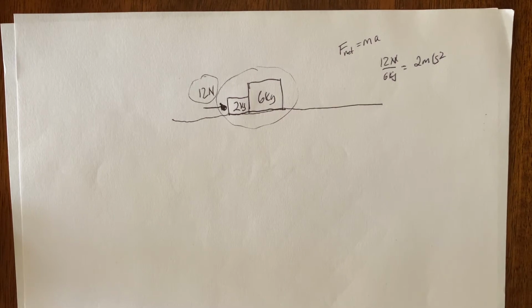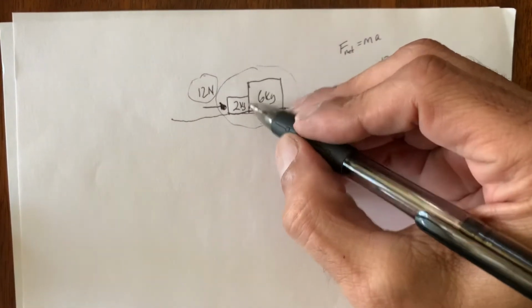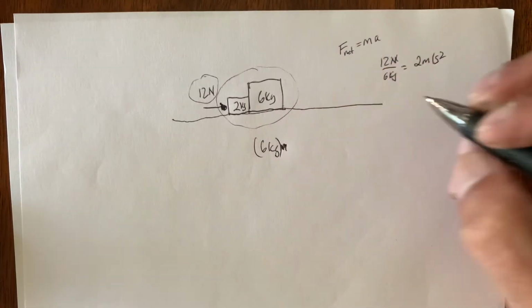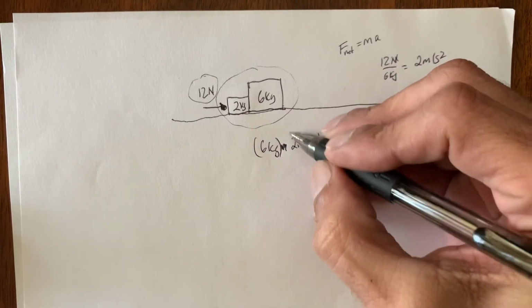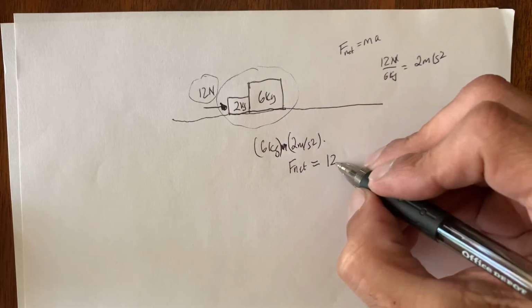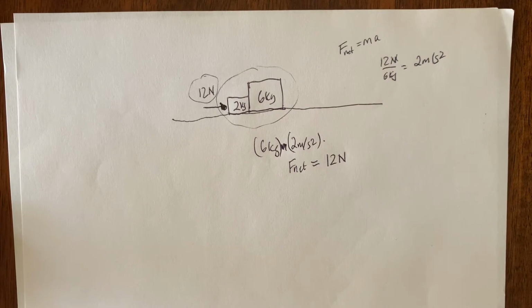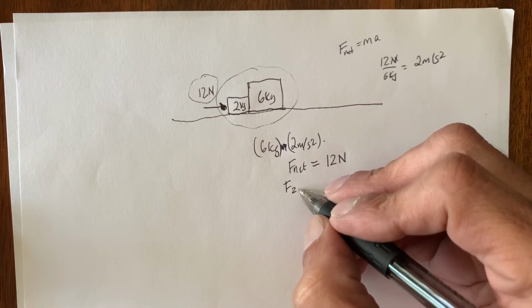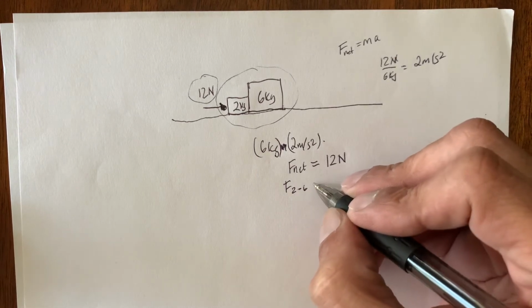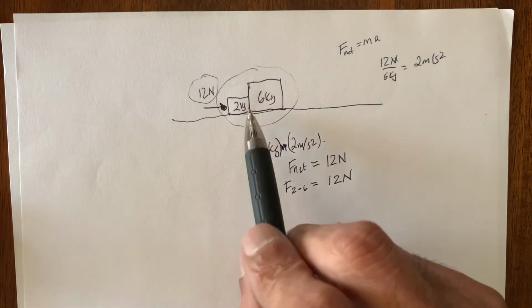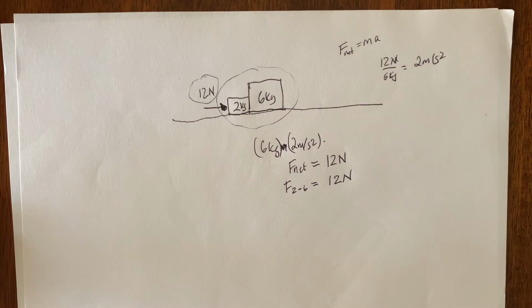Then we move on to the second argument. We say, this is a block that has a mass of 6 kg, and we just figured out it has an acceleration of 2 meters per second squared. And so the net force on it must equal 12 newtons. That is being forced by Newton's law. So the force that the 2 kg box has on the 6 kg box is going to be 12 newtons. 12 newtons is the force applied by the 2 kg box onto the 6 kg box.